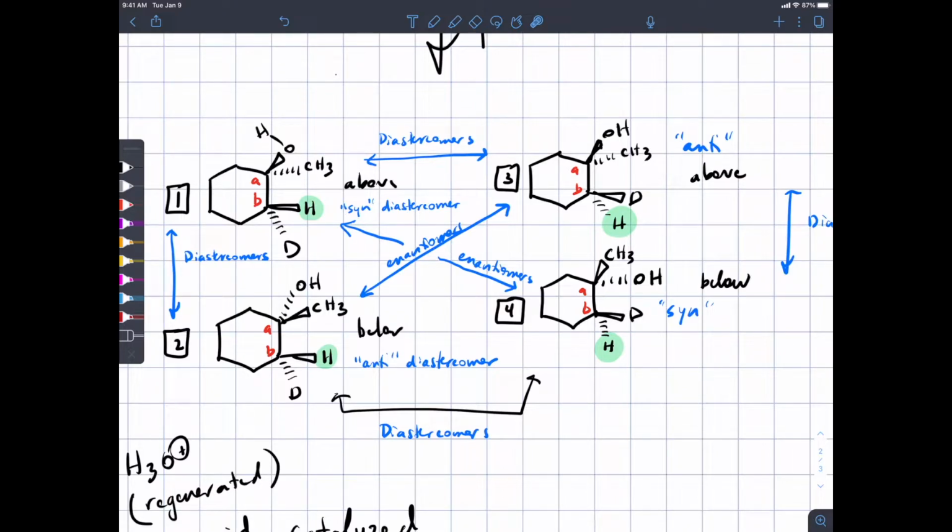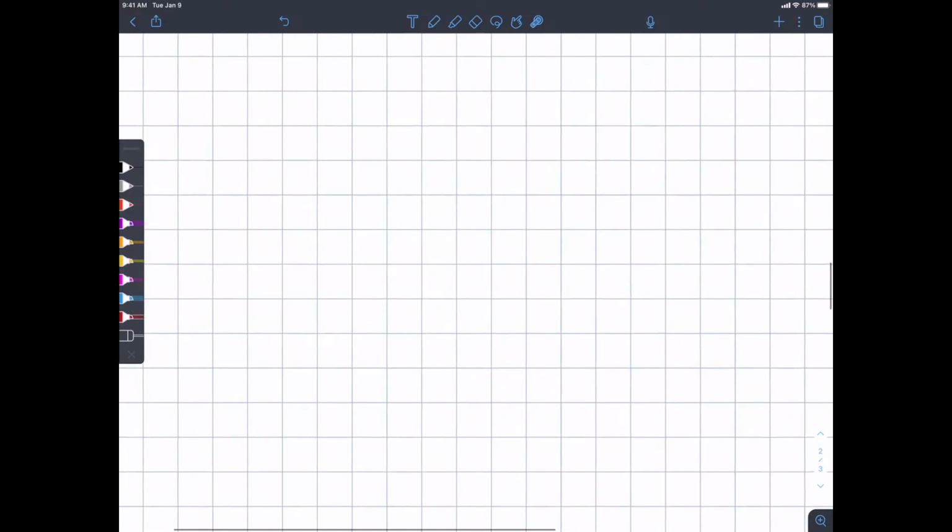Okay, there's a couple more reactions. The next 2 do show a preference for the anti-diastereomer and none of the syn. And the reason for that is you don't go through a carbocation. So let me show you how this reaction works. This is called alkene bromination or halogenation.